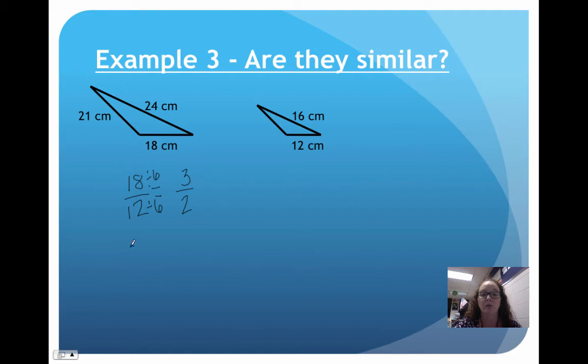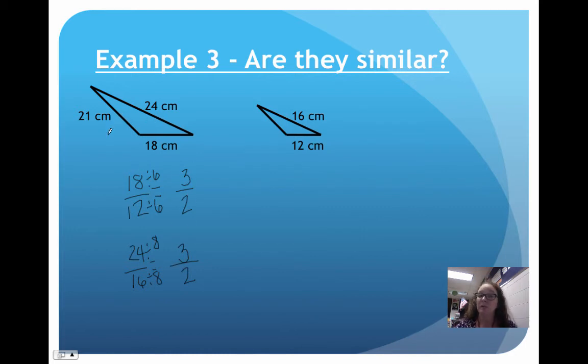Then we have 24 and 16. And the greatest common factor there is 8. Very nice. So 24 divided by 8 is 3. 16 divided by 8 is 2. So we have this ratio of 3 to 2.